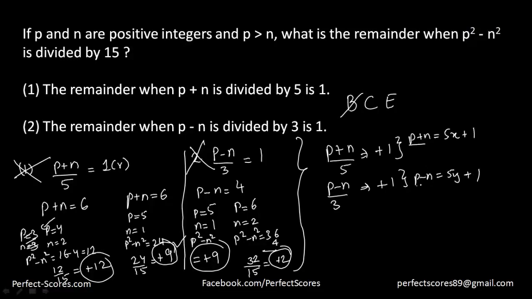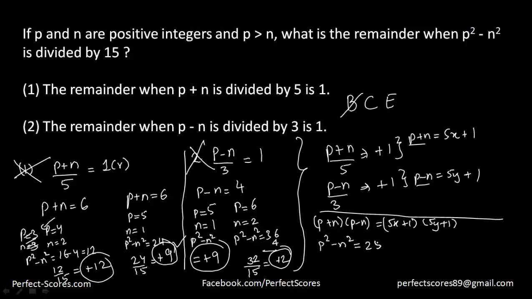So if I multiply these both, from here I will get p plus n into p minus n, which is equal to 5 into x plus 1 into 5 into y plus 1. That means p square minus n square is equal to 25xy plus 5x plus 5y plus 1. Now I have to tell what will be the remainder when this is divided by 15, right?